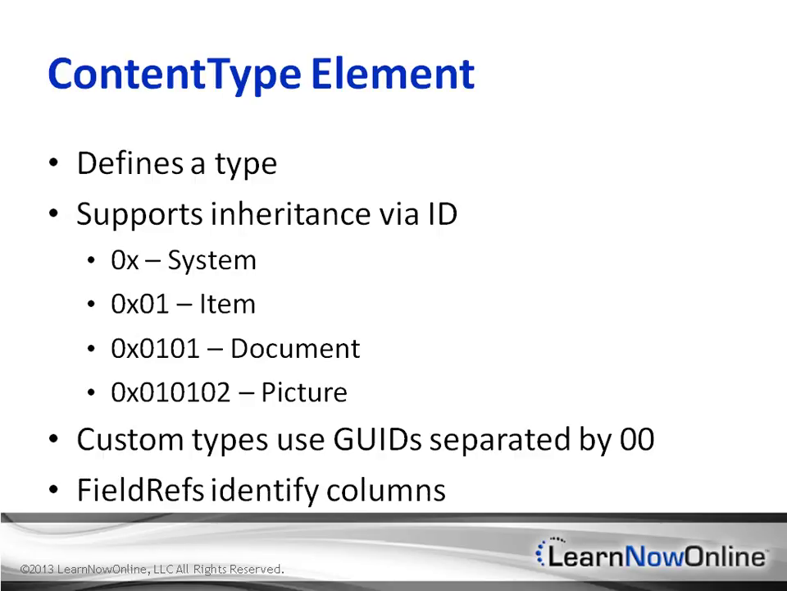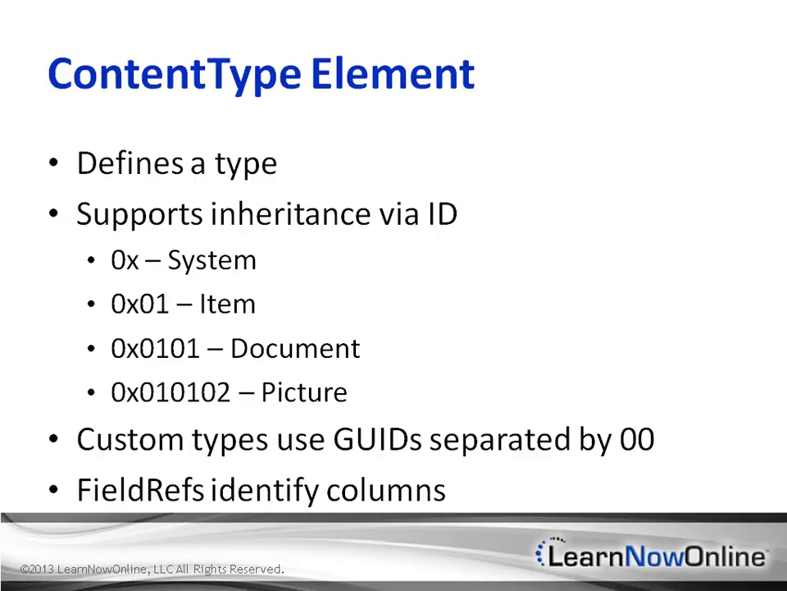And then content types also have field refs that identify columns. So those field refs, they're called field refs because they're referencing fields, right? So just like the field that we just created as a site column, a field ref would reference that.